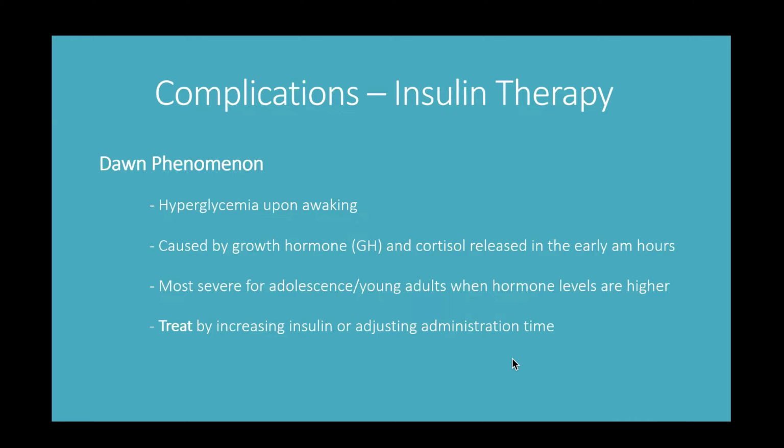And so in the dawn phenomenon, we're seeing cortisol and growth hormone released overnight, which causes a spike in the blood sugar. And so this patient's blood sugar at 2 to 4 a.m. is going to be high, and they are going to need increased insulin dosage before they go to sleep at night to cover this effect. And again, most often seen in the growth years, so teenage years.